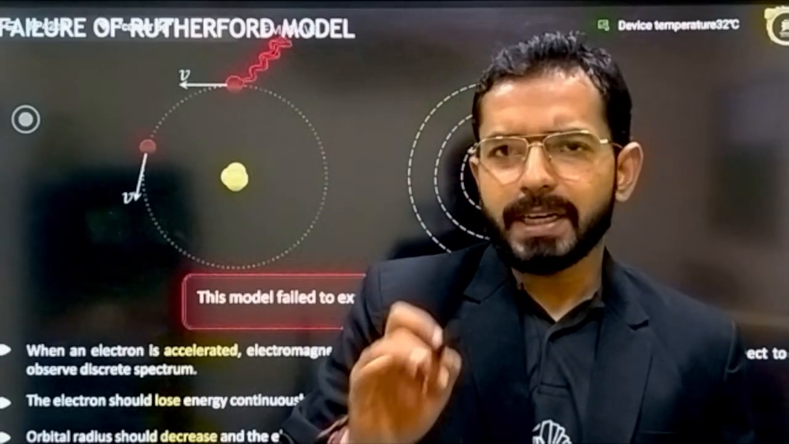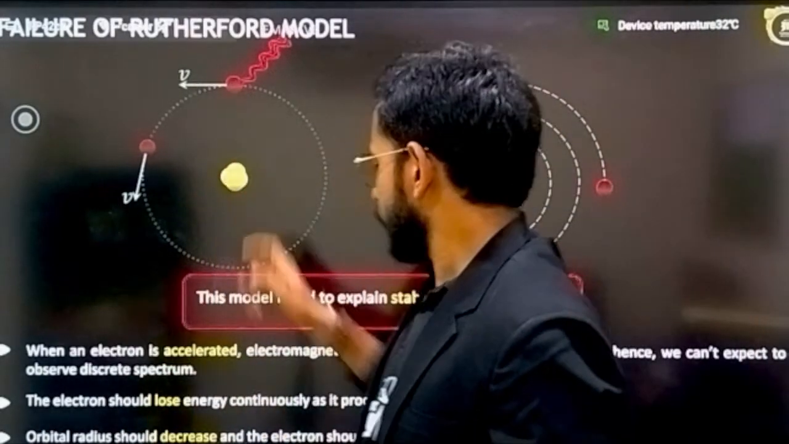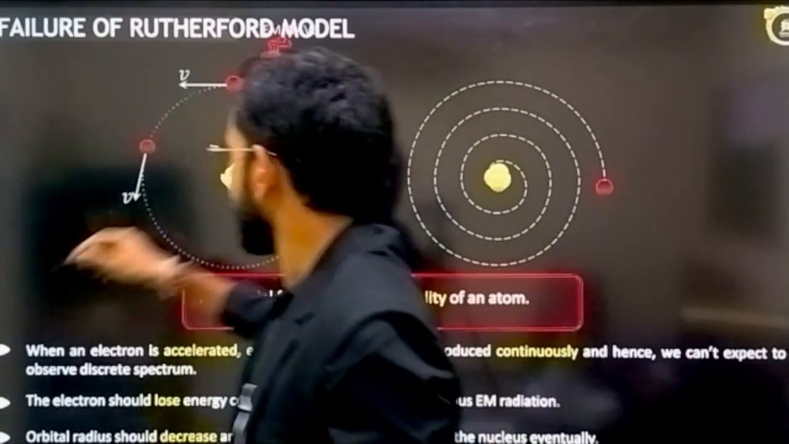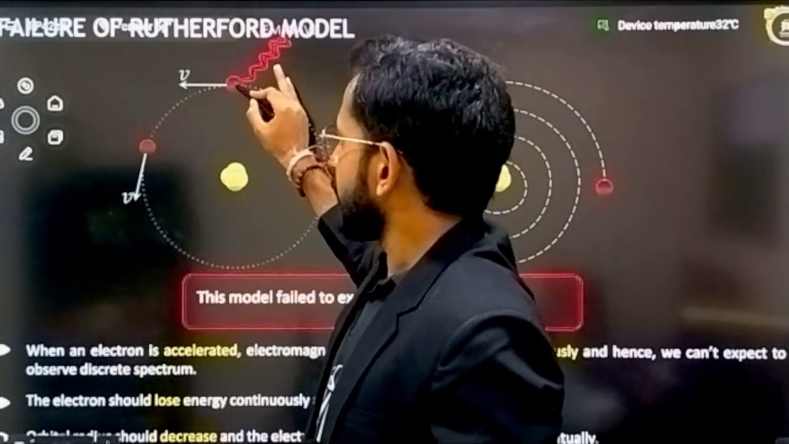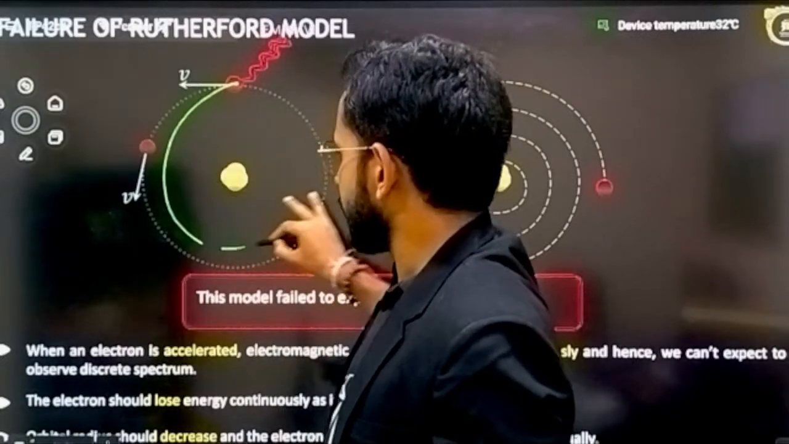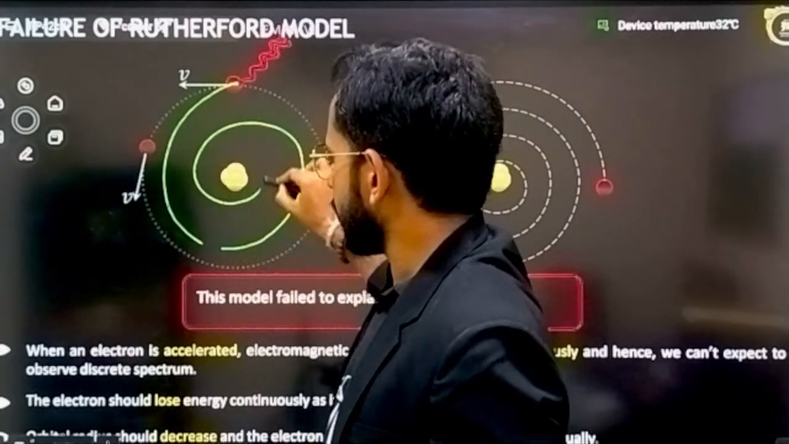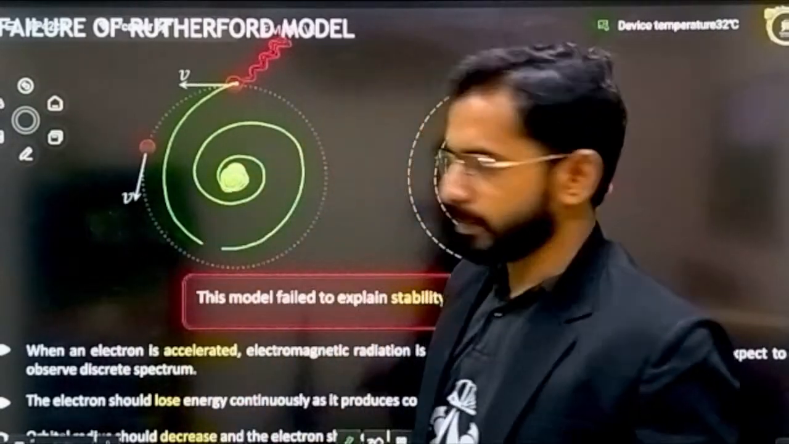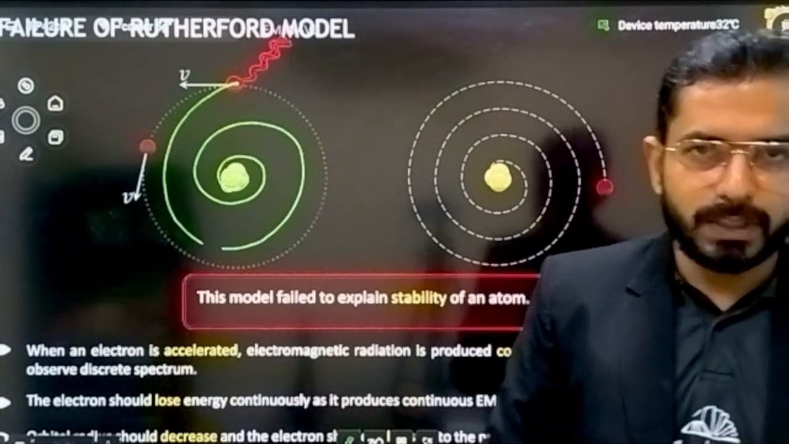Correct? That means if it is radiating some energy, what should be happening with this electron? It is losing its energy continuously, the energy will be decreasing, and finally it should collide with the nucleus.